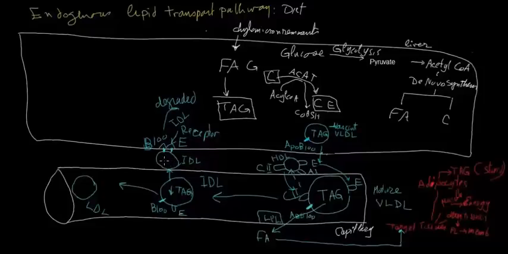IDL is internalized and degraded to its primary constituents. This is one fate. The second fate is to be converted into a more mature particle, which we call LDL, or low density lipoprotein. There are several events that take place in order for the IDL to be converted to LDL. This depends on the interaction again with high density lipoprotein.